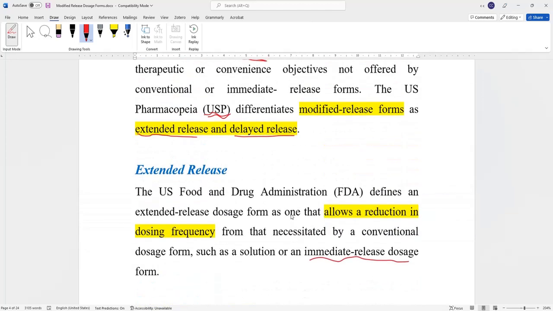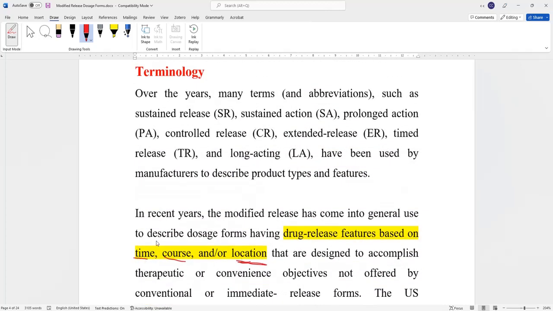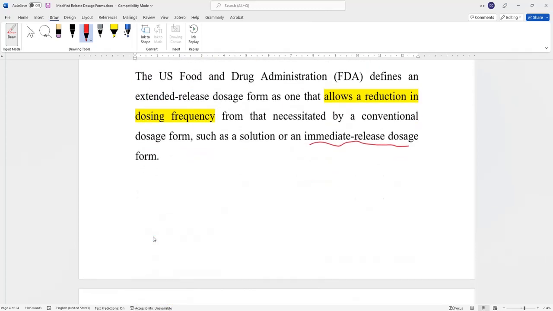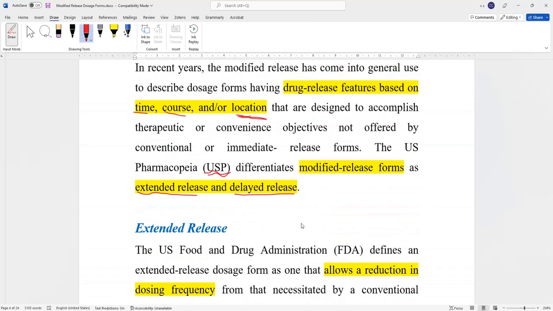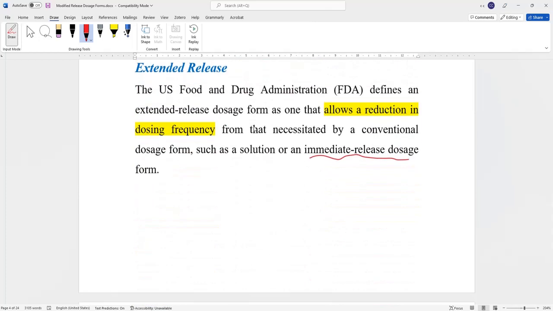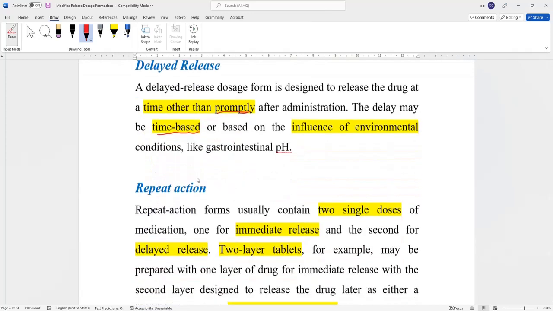Okay, remember here we said that it can be based on time, or the environment, like the pH, the location. So the delayed release is like the enteric coated tablets, and you have studied this before.